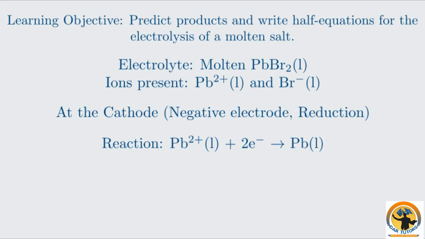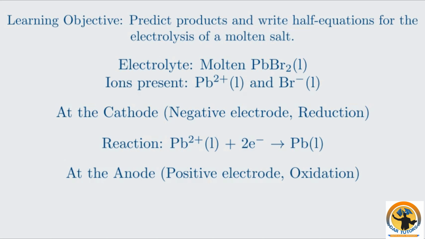Next, let's consider the anode, which is the positive electrode. It will attract the negative ions, or anions. In this case, that's the bromide ions, Br-. Anions are always attracted to the positive anode. At the anode, the bromide ions lose electrons and are oxidized to bromine gas, which bubbles up and can be seen as a reddish-brown vapor. The half equation for this oxidation is 2 Br- yields Br2 gas plus 2 electrons.